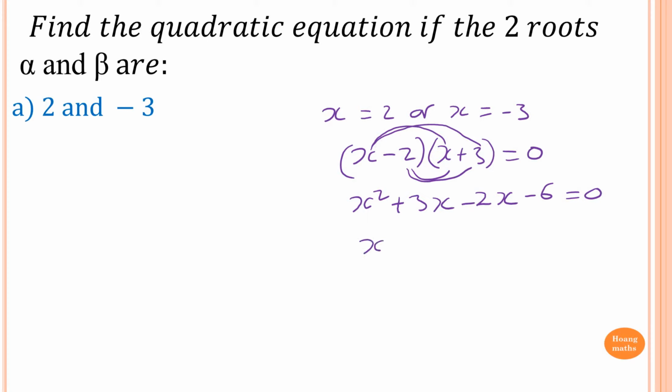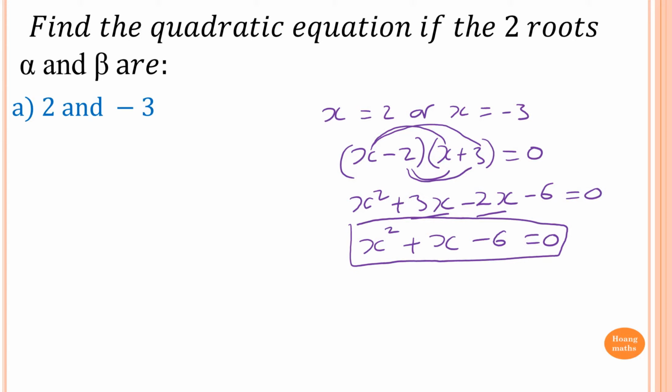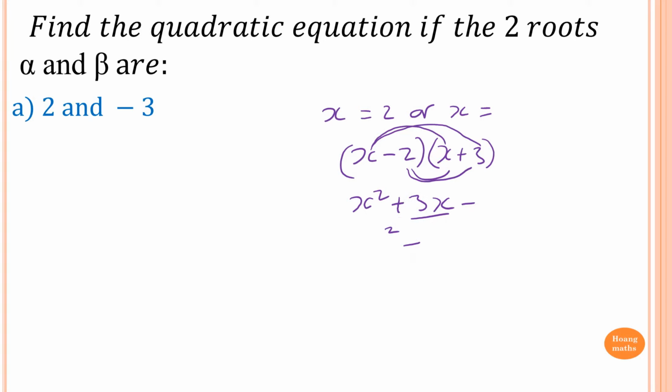Then I simplify. 3x minus 2x is x, and minus 6 equals 0. This is the equation that has the solution of x equal to 2 and x equal negative 3. Now, I'll clear this. I'm going to use another method.